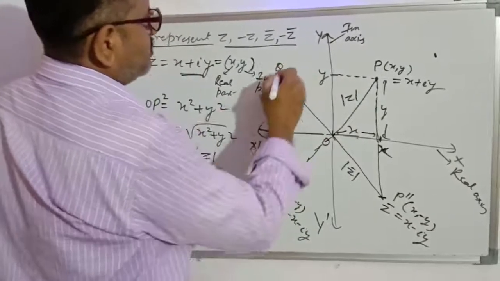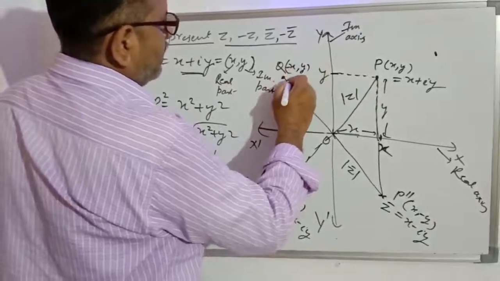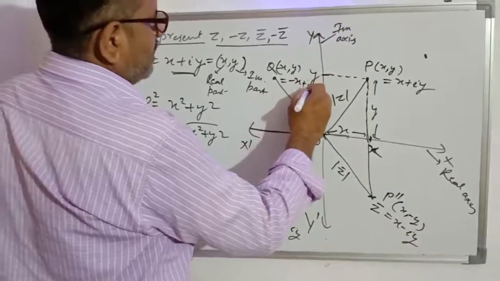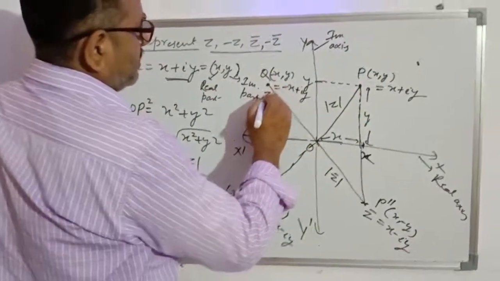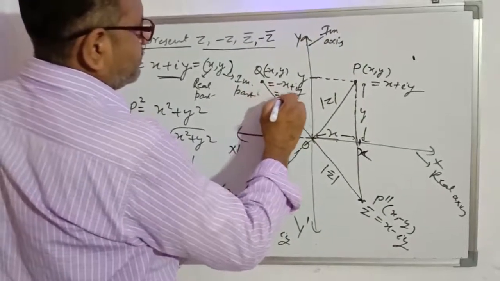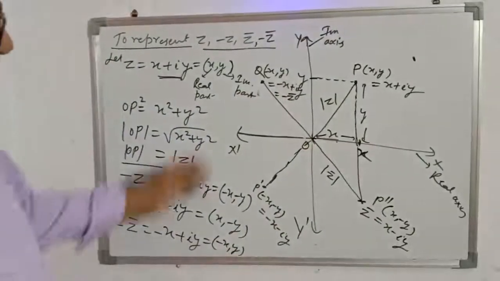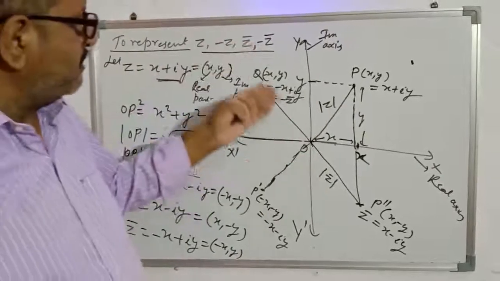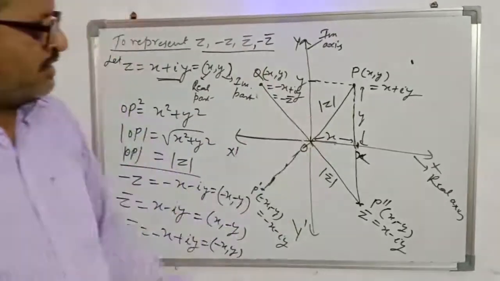Suppose this point is Q. It is (−x, y) and it represents minus x plus iy, which is called the negative of z bar, minus z bar. So in this way we can represent a complex number, the negative of a complex number, and the complex conjugate of a complex number in the complex plane.